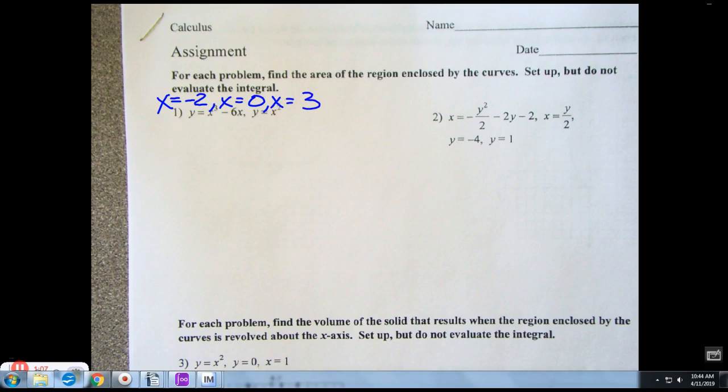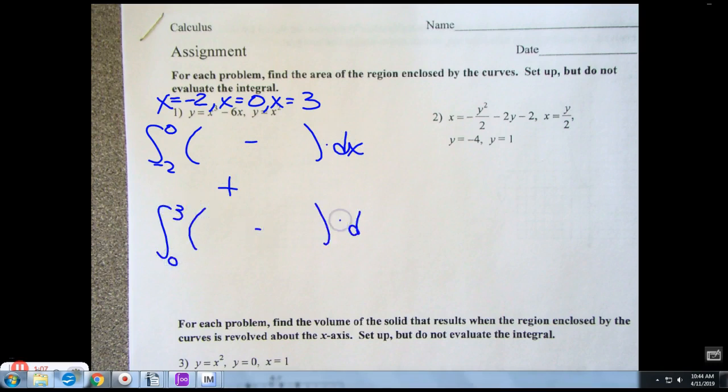So if I have 3 intersection points, how many integrals am I going to have? I'm going to have 2. So I'm going to be integrating from -2 to 0 of top minus bottom times dx plus 0 to 3 of top minus bottom times dx.